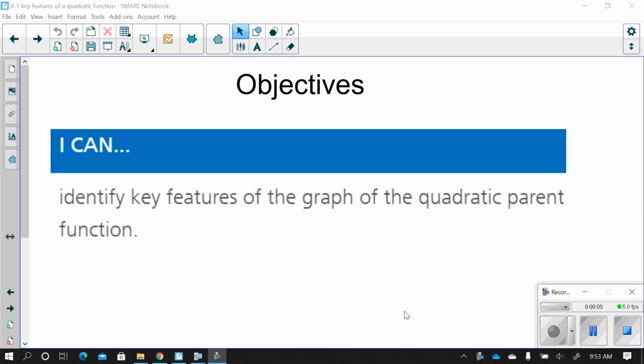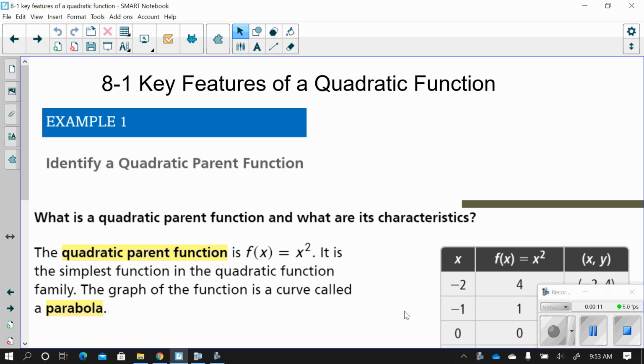Hey guys, so we're going to look at chapter 8 today. Okay, so 8-1, the objectives: we can identify key features of the graph of the quadratic parent function. Okay, so 8-1, key features of a quadratic function. Alright, so what is a quadratic parent function and what are the characteristics? Well, the quadratic parent function is f of x, or y, equals x squared. Okay, this is the simplest function in the quadratic family.